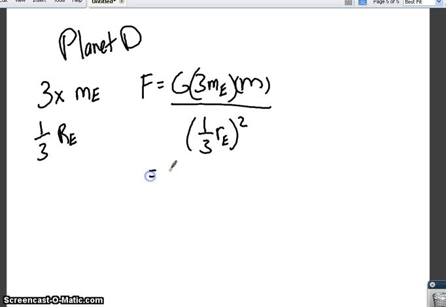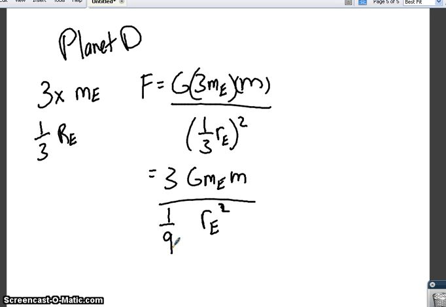So let's factor this stuff out. 3 G me m over radius of Earth squared. And this is going to be 1/9. Now if you notice here that 9 is in a fraction, right?